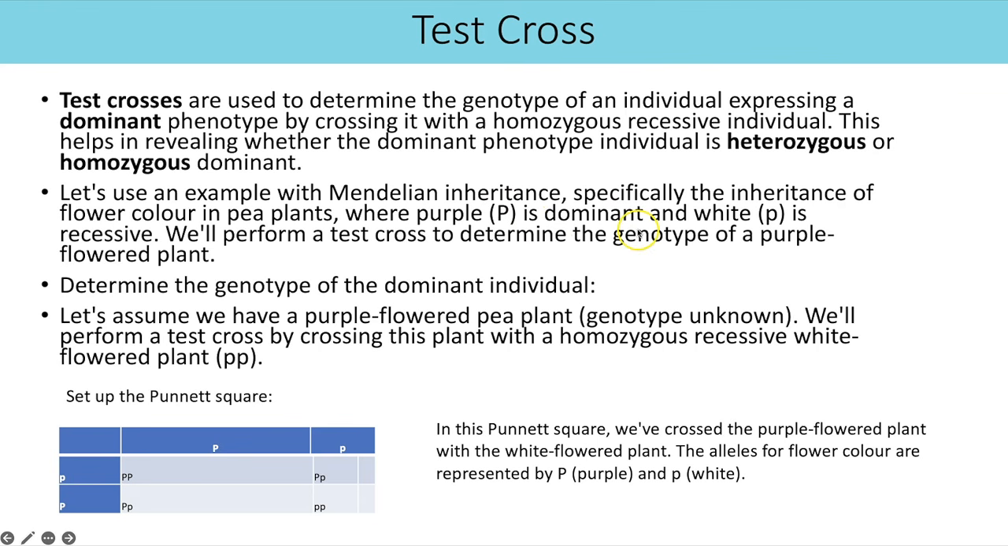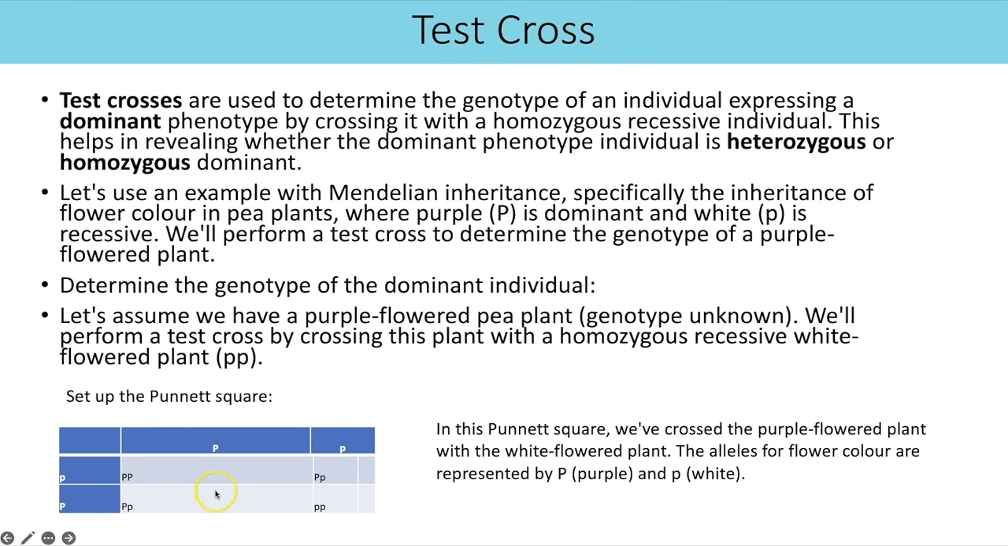So if we use an example of Mendelian genetics or inheritance, specifically the inheritance of flower colours in pea plants, where purple is dominant and white is recessive, we could perform a test cross to determine the genotype of a purple flower. So what we would need to do is cross the purple flower plant that we're trying to identify the genotype of with a white plant, because we know that white plant has to be homozygous recessive. From the results of the Punnett square or the offspring breeding together, we can then work out whether the parent was homozygous dominant or whether they were heterozygous.